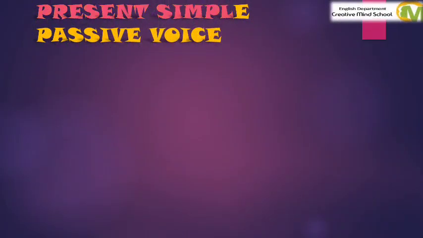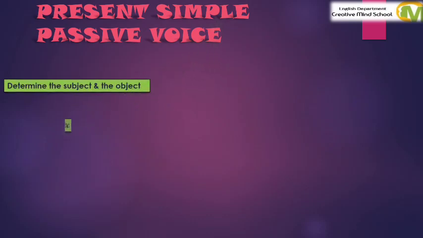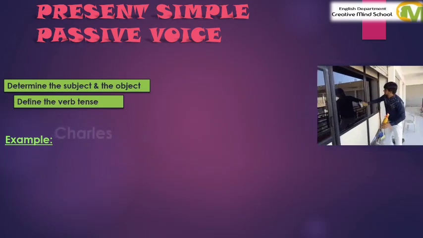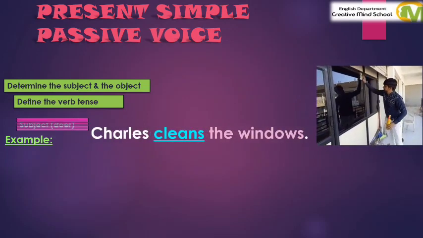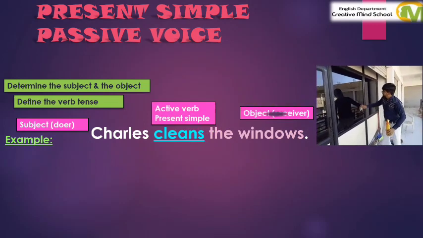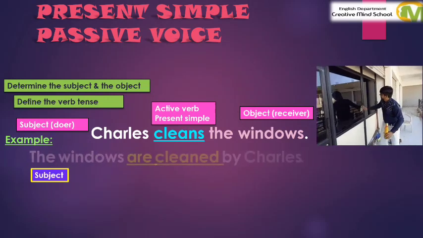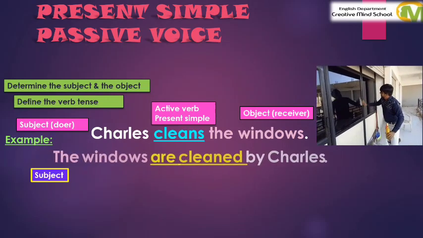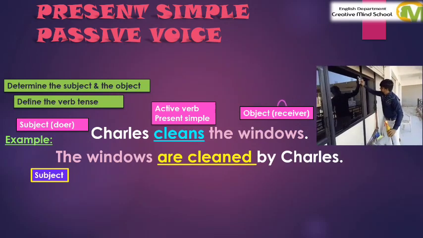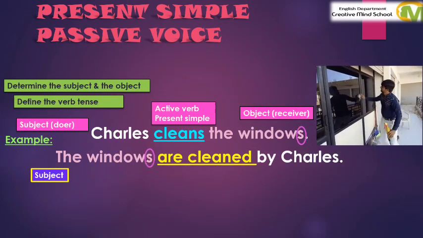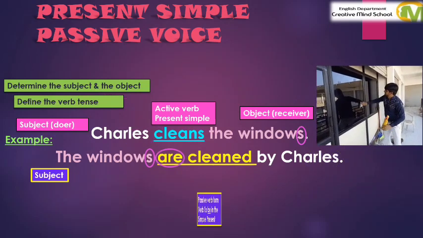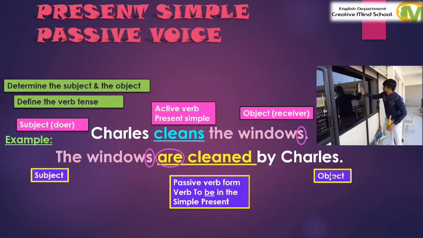Before we start a new example, let's remember our steps to change from active voice into passive voice. Number one, determine the subject and the object. Number two, define the verb tense. Charles cleans the windows. Here, Charles is the subject, cleans is an active verb in present simple, the windows is the object. Okay, so if we are going to change it, we start with the windows. And note, it's a plural noun, so we use the proper verb to be with it. We say the windows are cleaned. By Charles here is the object.